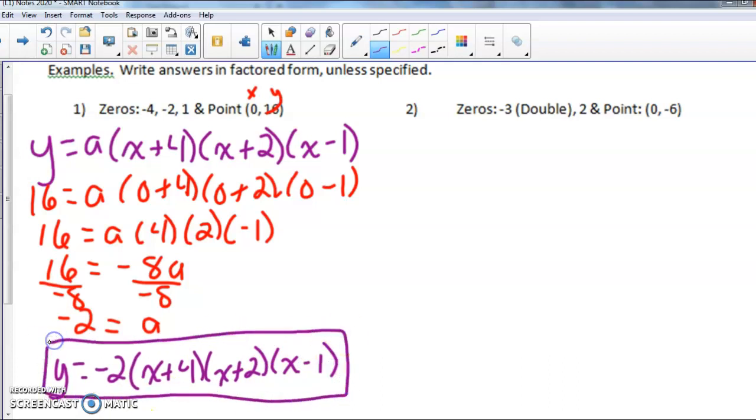Remember, factors are things with x's. They are not the point where you plug in all those zeros. And because I didn't specify anything else, I would leave it in factored form. It's always easiest for us to leave in factored form. If I expand it to general form, we can do it. It just takes a little bit more time.